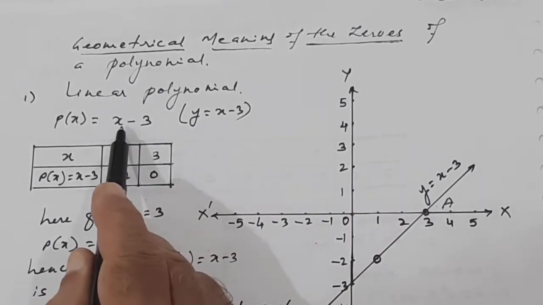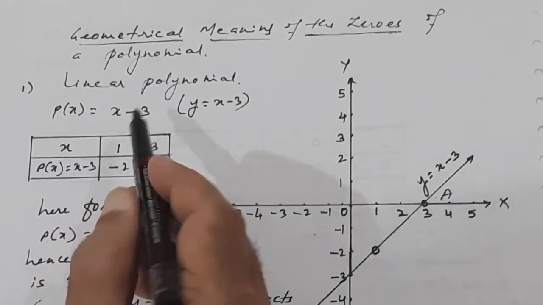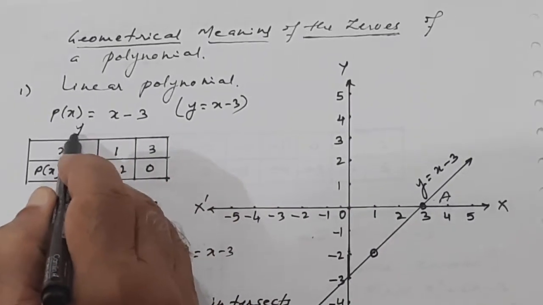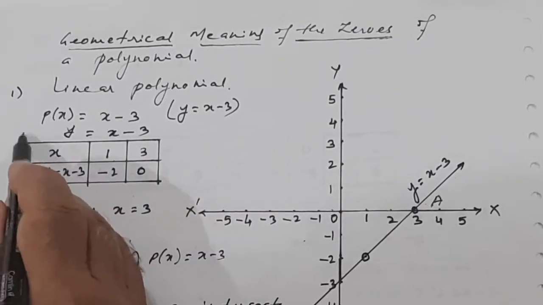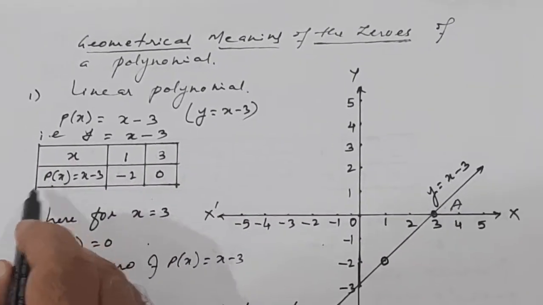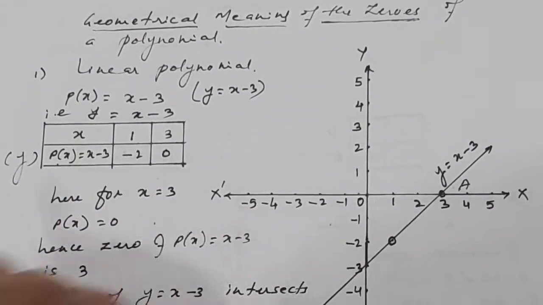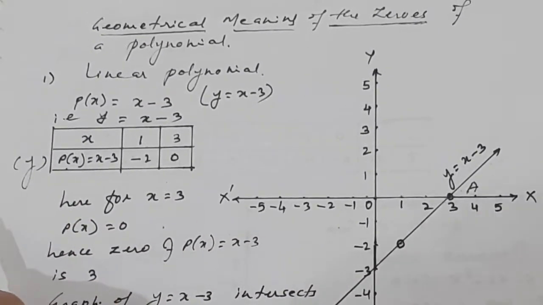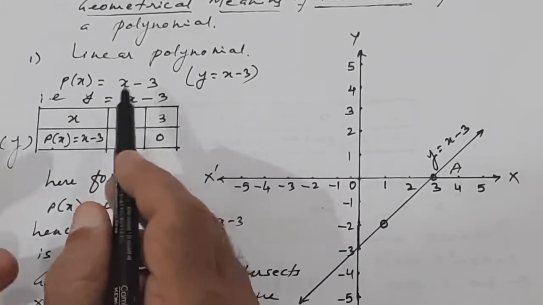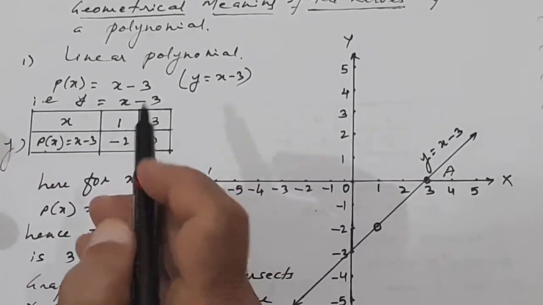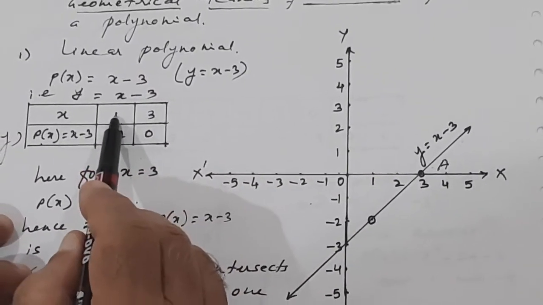So take, here in a graph table, x and p of x. Now p of x can be taken as y. Y is equal to x minus 3. So p of x you can write as y. Y is equal to x minus 3. So we have to find the coordinates. Now from your mind, substitute any value for x. I have taken here x is equal to 1.